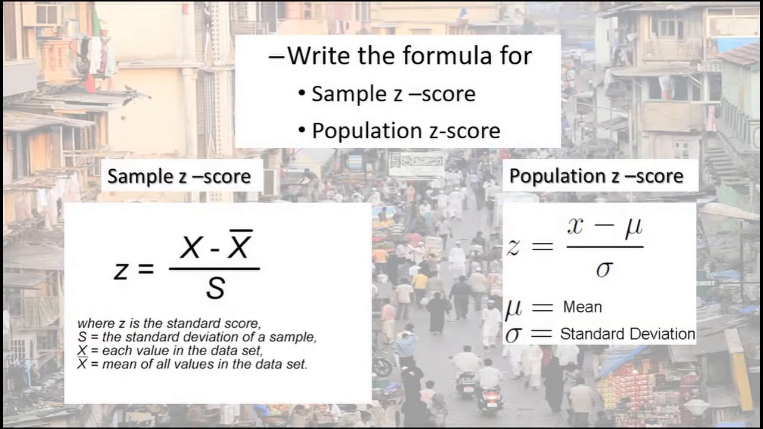Write the formula for sample z-score and population z-score. Sample z-score is z is equal to x minus x bar over s, where z is the standard score, s is the standard deviation of the sample, x is each value in the data set, and x bar is the mean of all values in the data set. Population z-score, z is equal to x minus mu over sigma. So mu is the mean and sigma is the standard deviation.